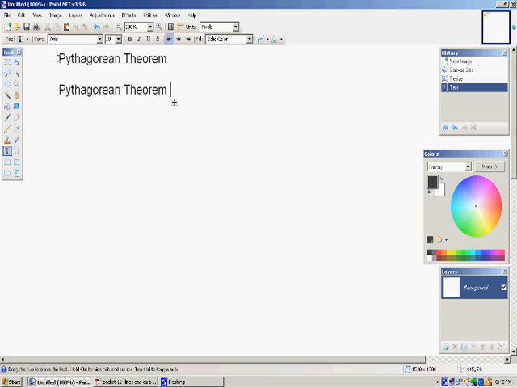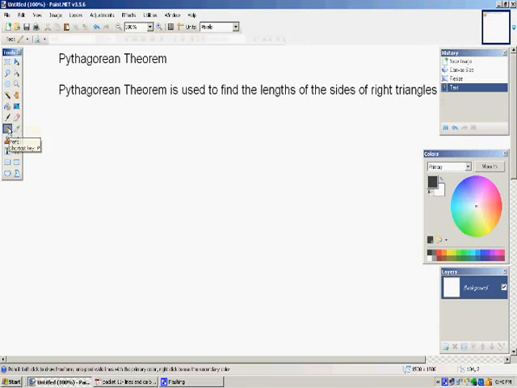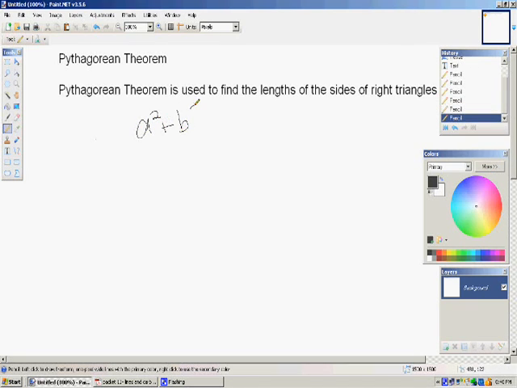The purpose of the Pythagorean theorem is to find the lengths of the sides of right triangles. So the Pythagorean theorem is used to find the lengths of the sides of right triangles. And the formula for the Pythagorean theorem, this should look familiar to you, is a squared plus b squared equals c squared.